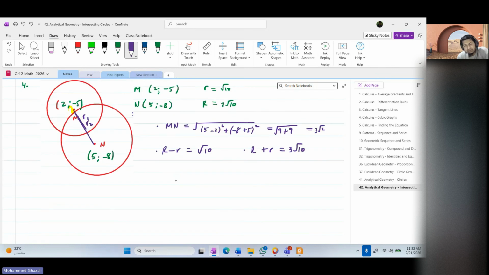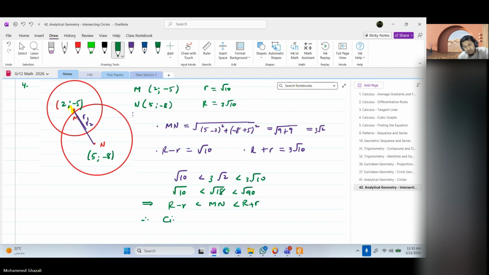You can clearly see root 10, 3 root 2. The distance between the centers lies between this and 3 root 10. If you're doing a comparison, that's the square root of 18 and the square root of 90. So this implies r minus r is less than MN, which is less than r plus r.